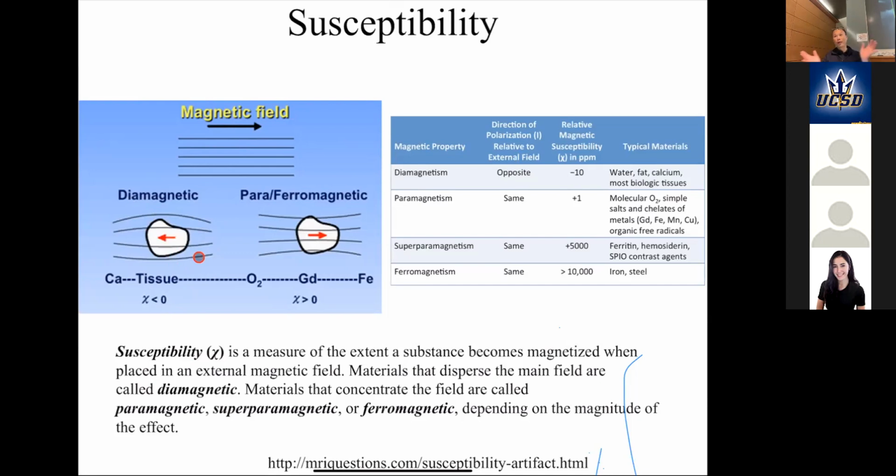The field will tend to go around it. And if it's para- or ferromagnetic, such as iron, it will tend to concentrate. It's sort of like it adds to the field, and the field will get stronger inside. In any case, we've gone from this uniform field to something that's quite non-uniform. I'm not sure we'll talk about it in this course, but people take advantage of this to create molecular contrast agents. Gadolinium is a very popular contrast agent, which, because it affects the magnetic field around it, is used a lot in the clinic.